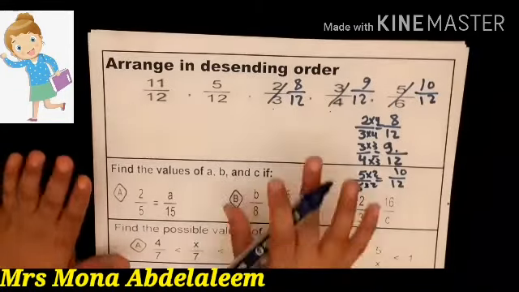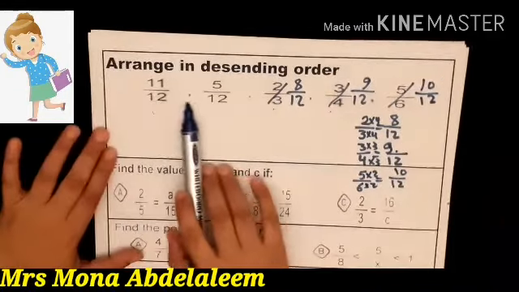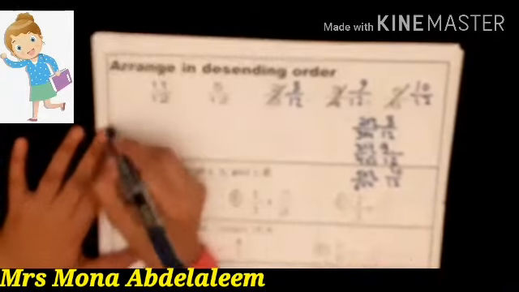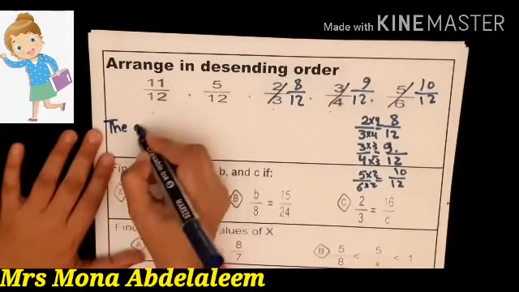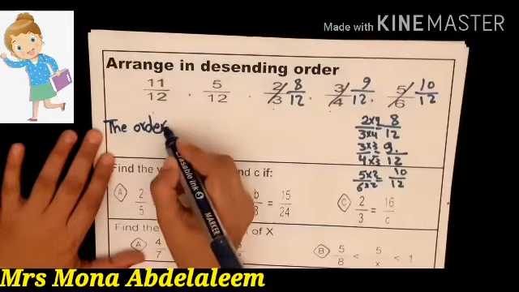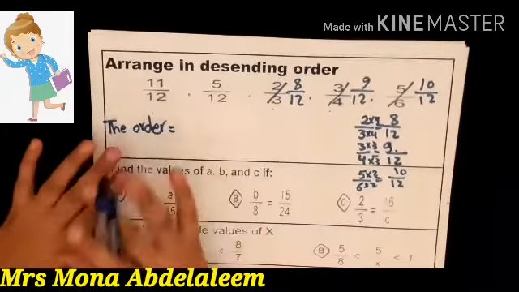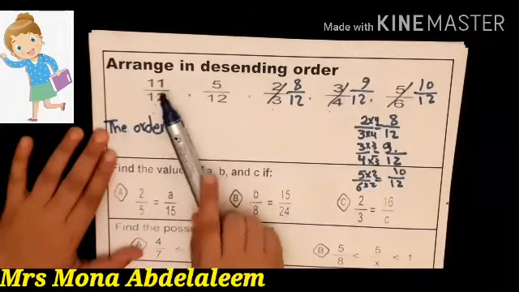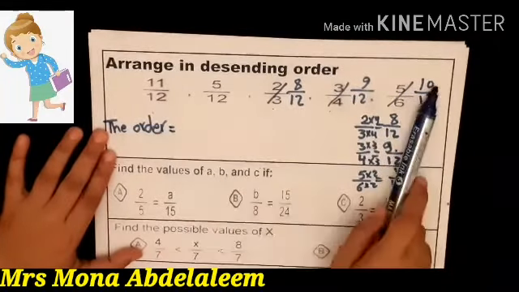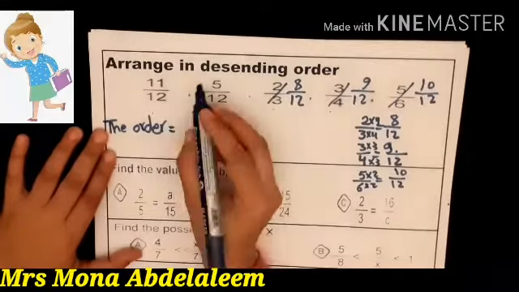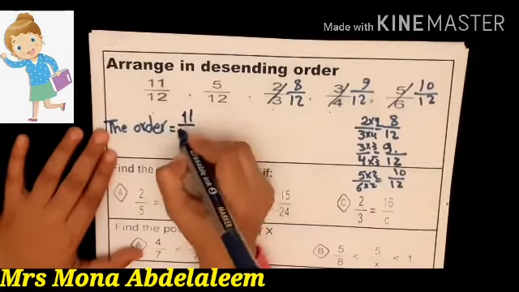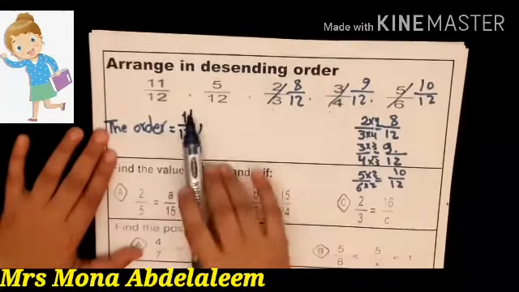I can arrange. It's very easy because the denominator is the same. هقوله بقى the order equal. Descending. Descending means arrange from greatest to smallest. Which is greatest? 11 5 8 9 10. Good. 11. نمشي عادي خالص بقى. Because the denominator is the same.